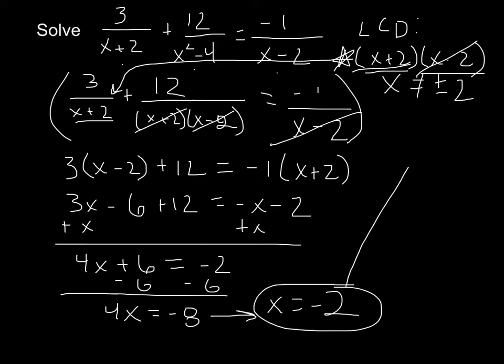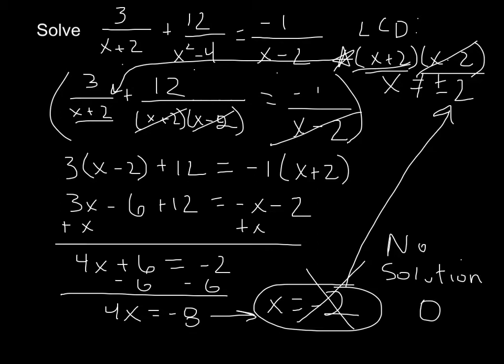However, as I check it to an excluded value, notice negative 2 is an excluded value. So that means this has no solution. Or we can use the empty set notation. Again, always check your final answer to what was given.